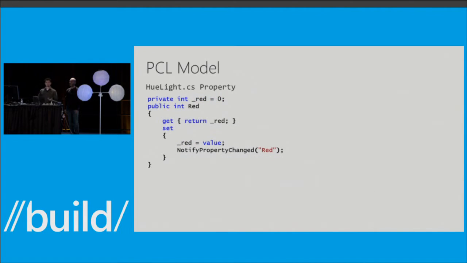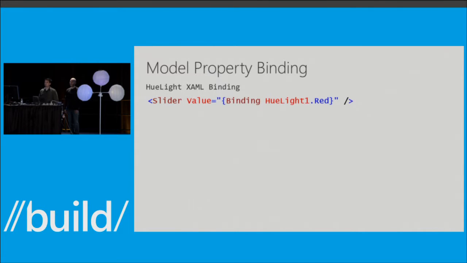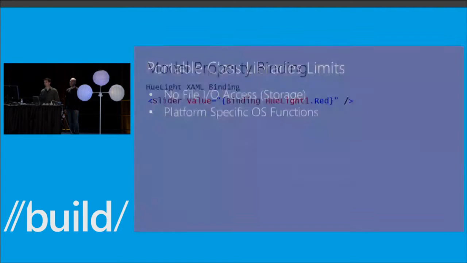And then when I create a property like Red, I can just implement my notify property changed inside of my setter, and every time it updates on the hue, it updates in my interface, it will update inside of my view model as well. And then to have that update reflected inside of my application, I have a very simple XAML binding. Slider value equals my Hue light dot the property Red.